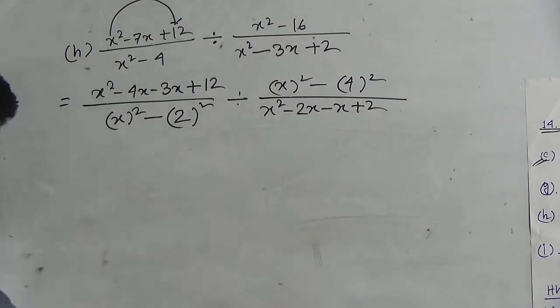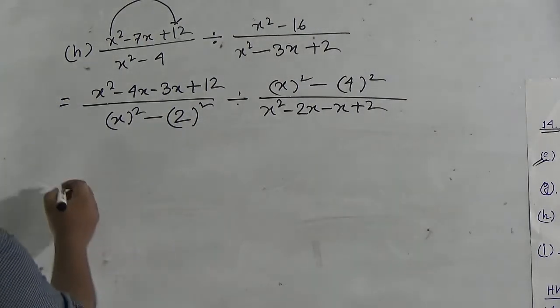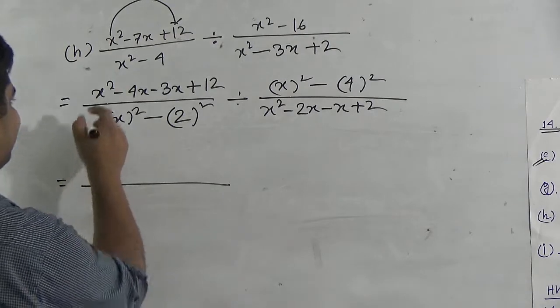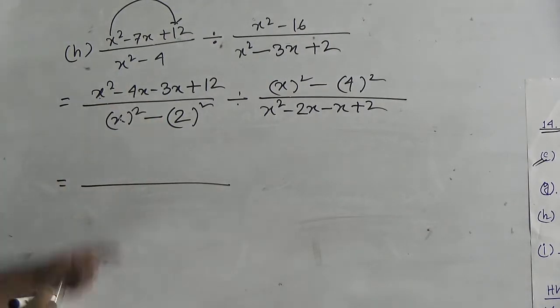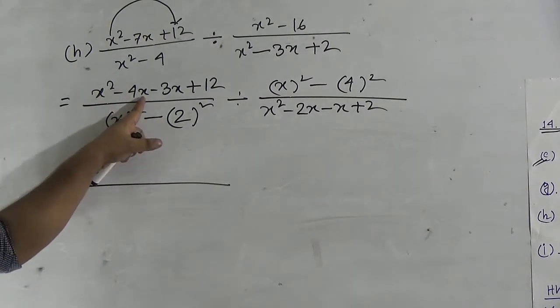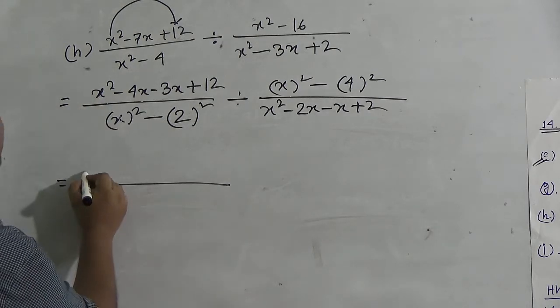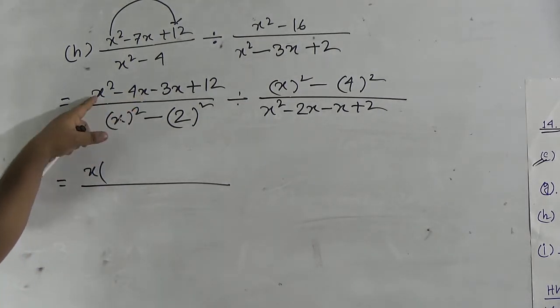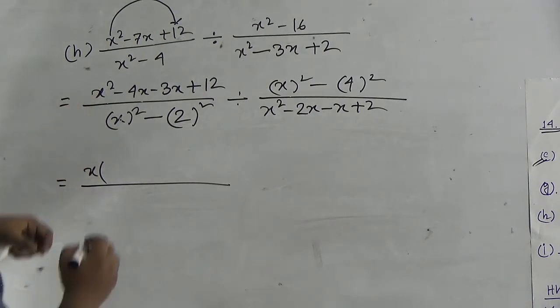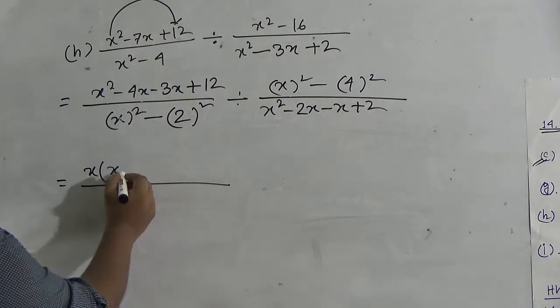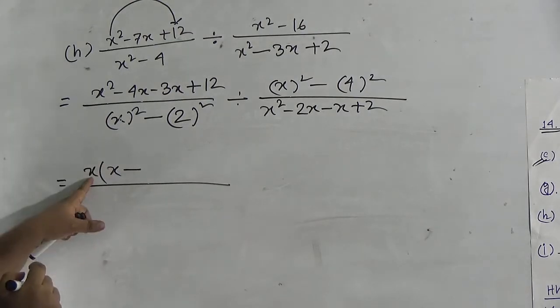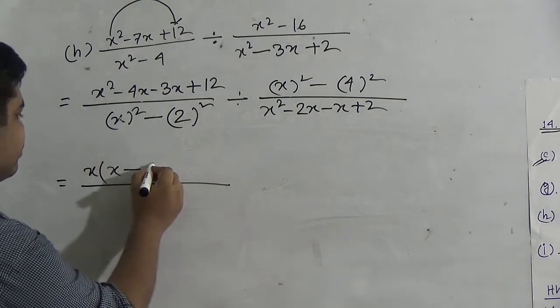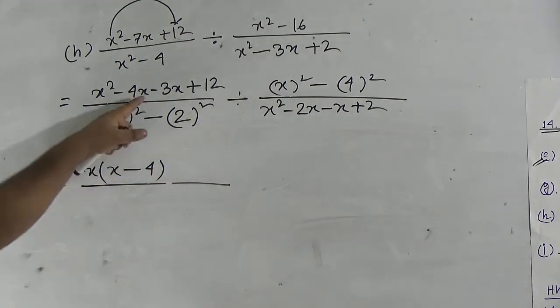Now we shall take common from the numerator, that means x square minus 4x. Which one is common? Here x is present, so x is common. X common means divide these two terms by x. If we divide x square by x we get x, and if we divide 4x by x we get 4. Okay, first one is done.